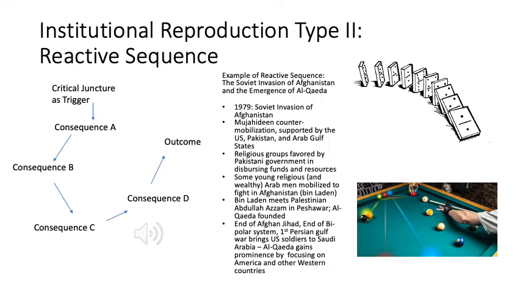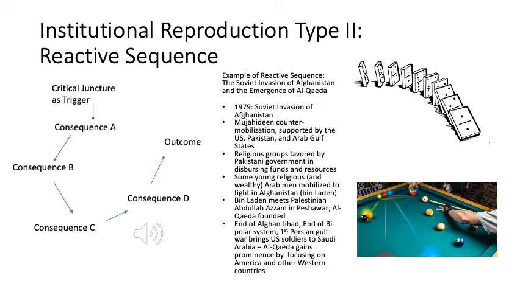each step along the process is not logically connected to the previous steps. It's just sort of instigated by the previous step. You have a critical juncture as a trigger, as that person hitting the billiard ball. That will lead to consequence A, which will lead to consequence B, which will lead to consequence C, which will lead to consequence D, and that will lead to the outcome. And the outcome could not have been foreseen at the time of the critical juncture. That's a reactive sequence. There's not one pathway that you're kept on. You're simply sort of being shunted from one to the next.